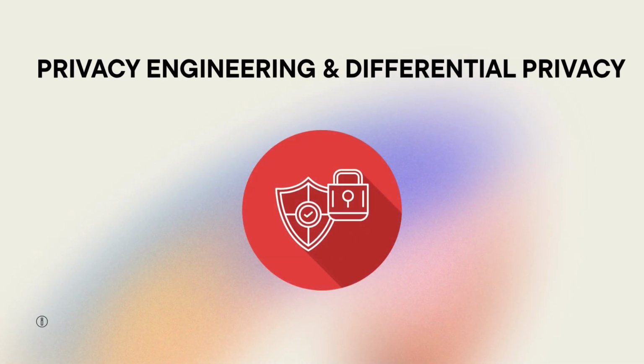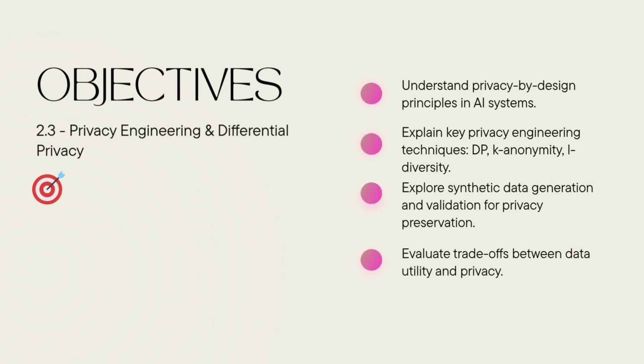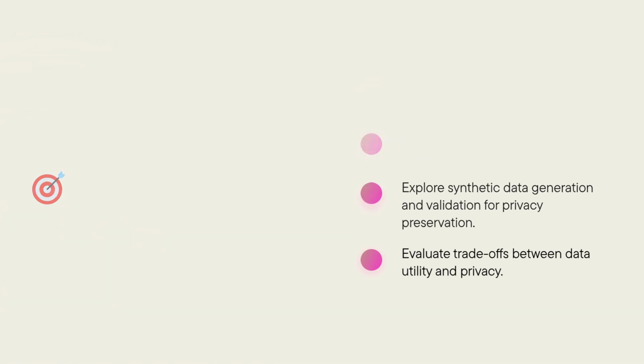Welcome to Lesson 2.3, Privacy Engineering and Differential Privacy. By the end of this lesson, you'll understand privacy by design principles in AI systems, explain key privacy engineering techniques, explore synthetic data generation and validation for privacy preservation, and evaluate trade-offs between data utility and privacy. So, let's begin.